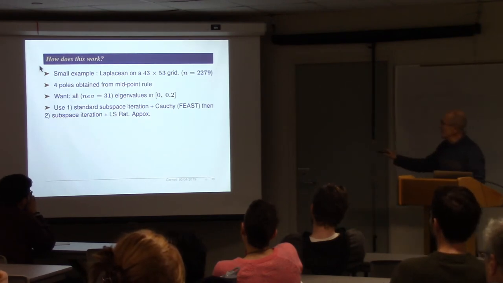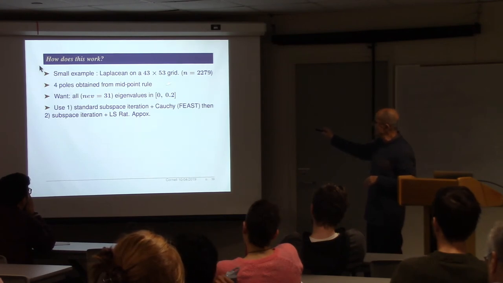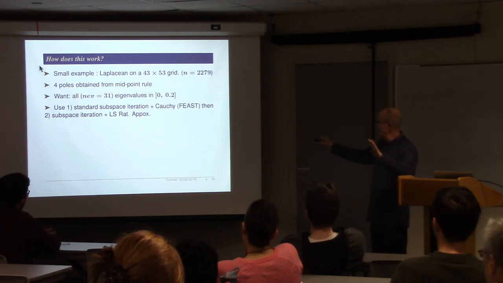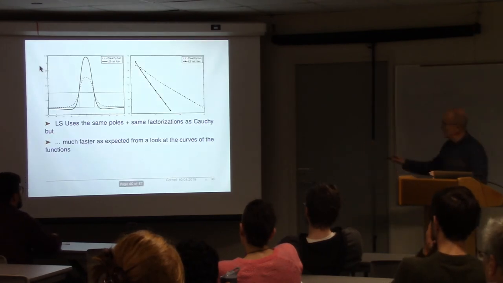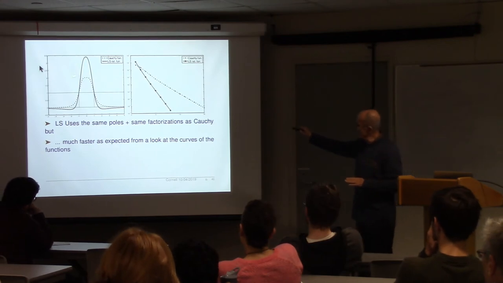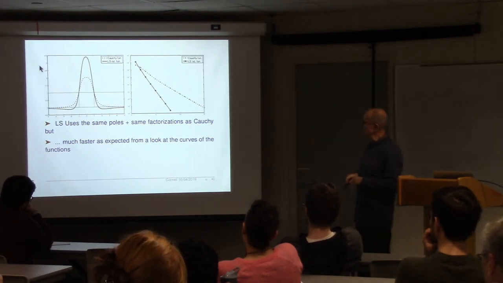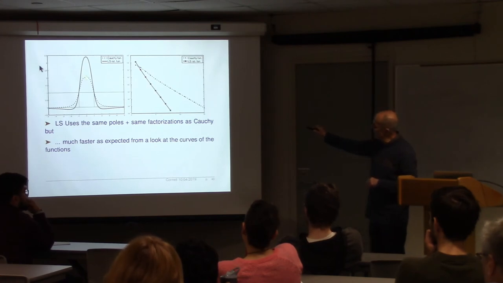So here's what you see on the toy problem. For example, this is a small grid. We just use 4 poles, and compute the eigenvalues inside. We compare standard subspace iteration with subspace iteration with the rational filter. Here's the filter you get from Cauchy, the one in blue, dashed. And this is the filter you get from the least squares by just tuning the parameters. And you can see that this one is better than that one.